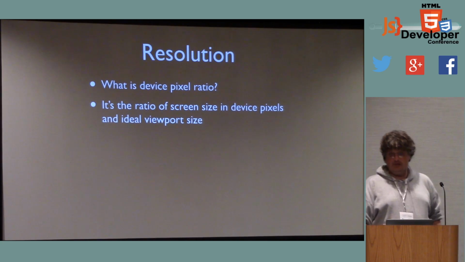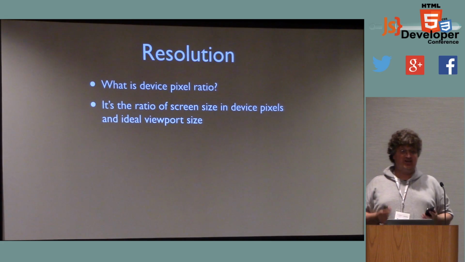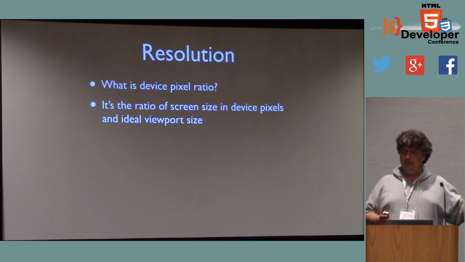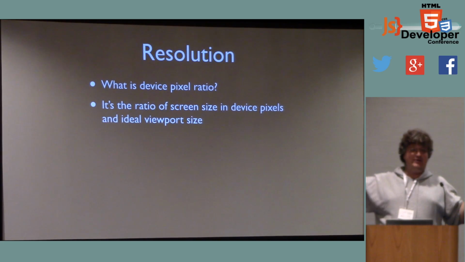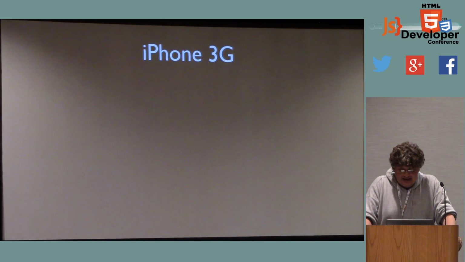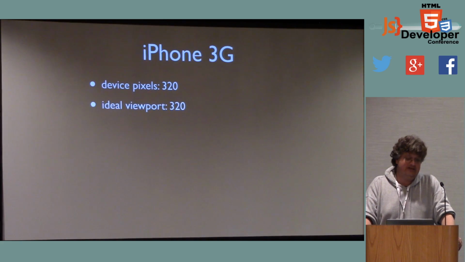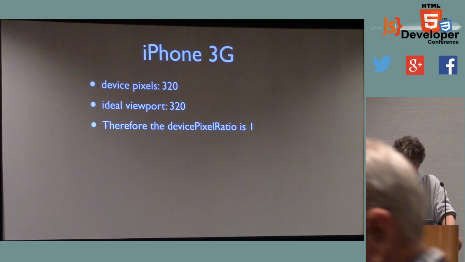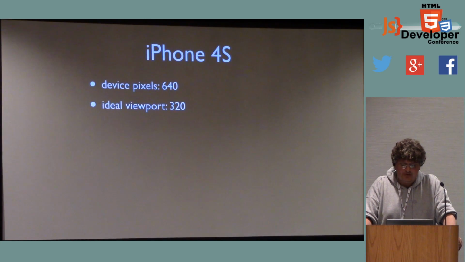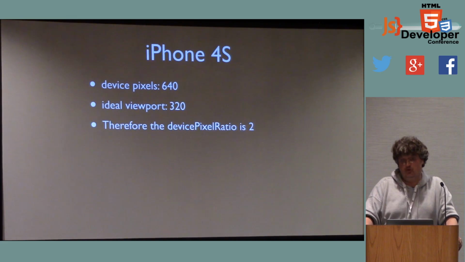So you have the physical pixels on your screen, a lot, and you have the ideal viewport size, which is somewhat less, the perfect width of viewing a mobile site on your device. And the ratio between those two is what device pixel ratio is. As an example, the iPhone 3G, the old one, had 320 device pixels, 320 ideal viewport, device pixel ratio equals 1. The new iPhone with retina screen had 640 device pixels, 320 ideal viewports, because it wasn't changed. So device pixel ratio equals 2.